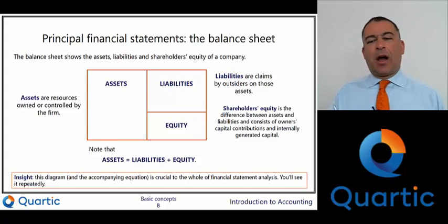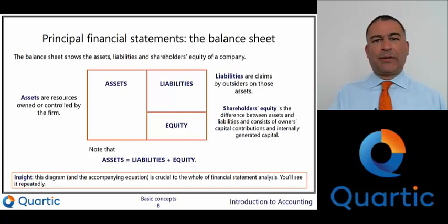The assets are resources owned or controlled by the firm. All the positive things for the company. So think what the company may own. It owns cash sitting in the bank. It owns inventory sitting in the warehouse. It's got what are called accounts receivable or debtors, customers that owe them money.